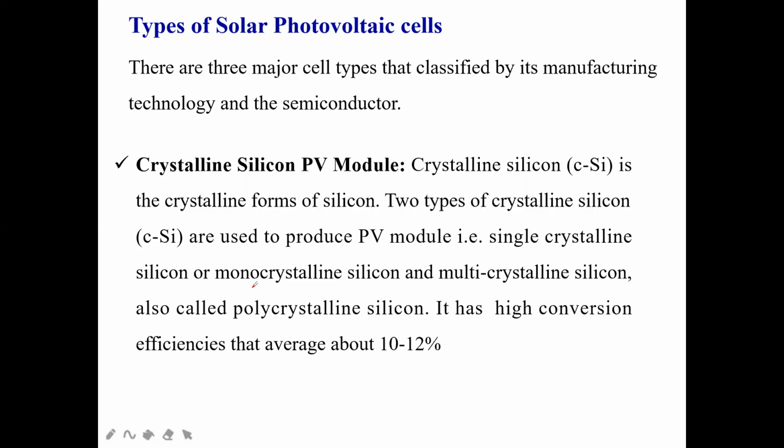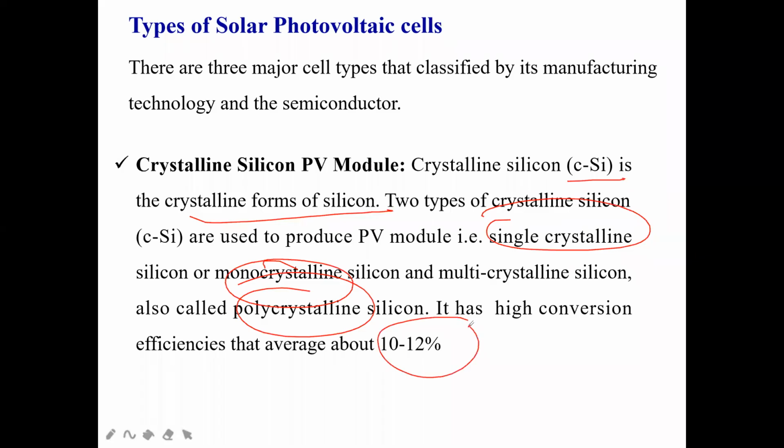There are crystalline silicon PV modules, photovoltaic modules. This crystalline silicon, c-Si, is a crystalline form of silicon. Two types of crystalline silicon are there: single crystalline, monocrystalline, and polycrystalline. This crystalline silicon module has a conversion efficiency of only about 10 to 12%. See what I was talking about.